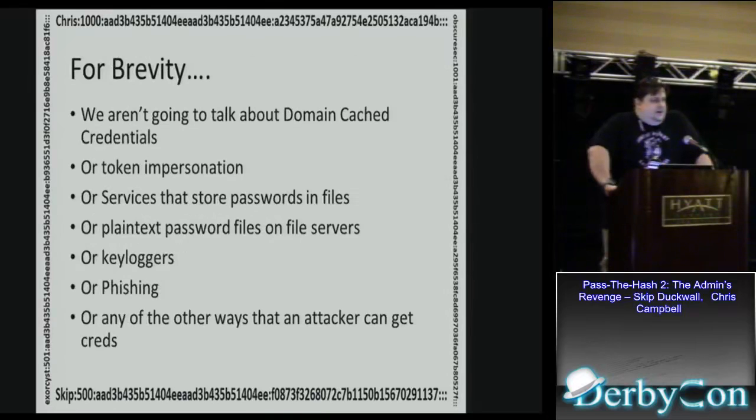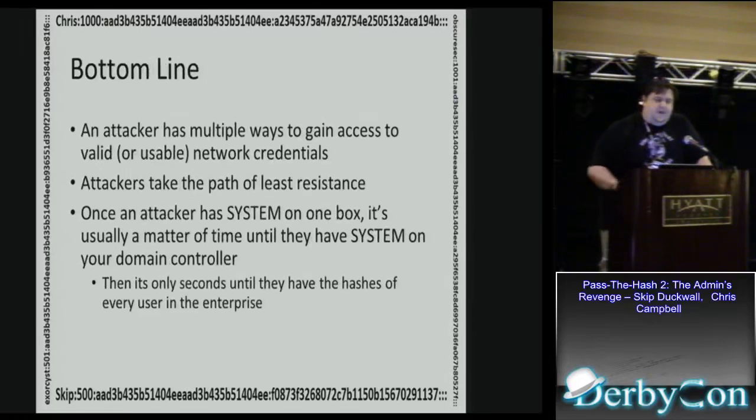And just because there's not enough time in the day, we're not going to talk about domain cached credentials, token impersonation, services that store passwords, plain text passwords in file data on the file server somewhere, keyloggers, phishing, or any of the other ways that attackers can get usernames and passwords. Bottom line is, an attacker has multiple ways to gain access to valid or usable network credentials. Attackers always take the path of least resistance. And once an attacker has system on a box, it's usually a matter of time until they have system on your domain controller. Just the way it is.